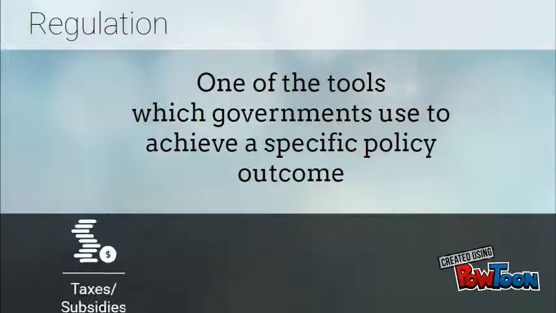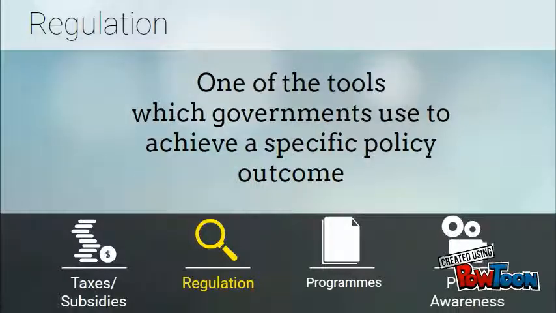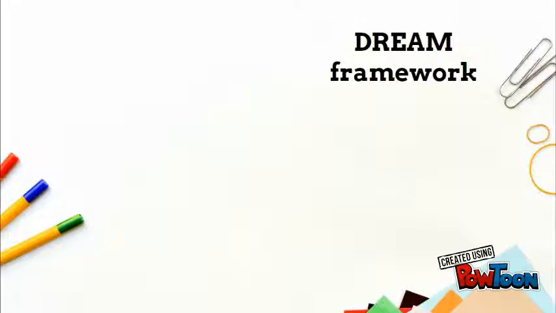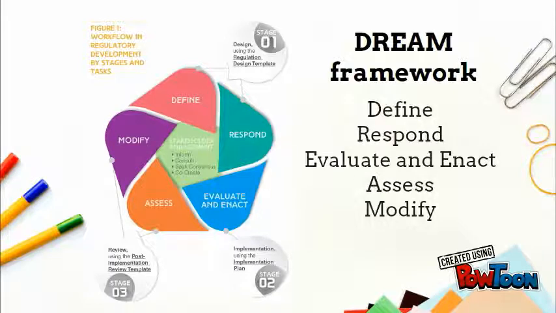Regulation is one of the tools that governments use to achieve a specific policy outcome. It comprises 5 broad stages, which we've presented as the DREAM framework. This video will look at the evaluate stage.